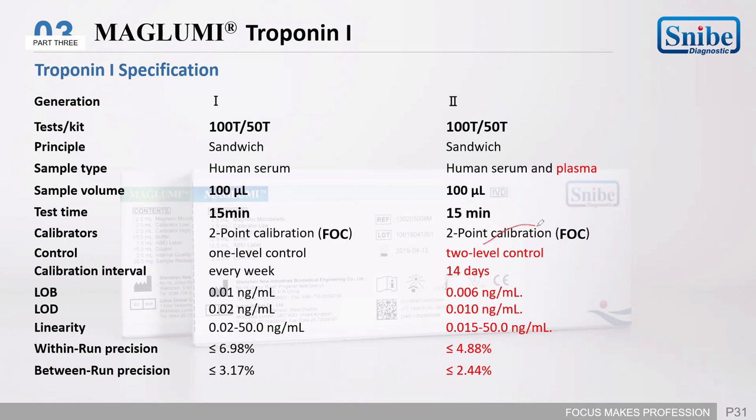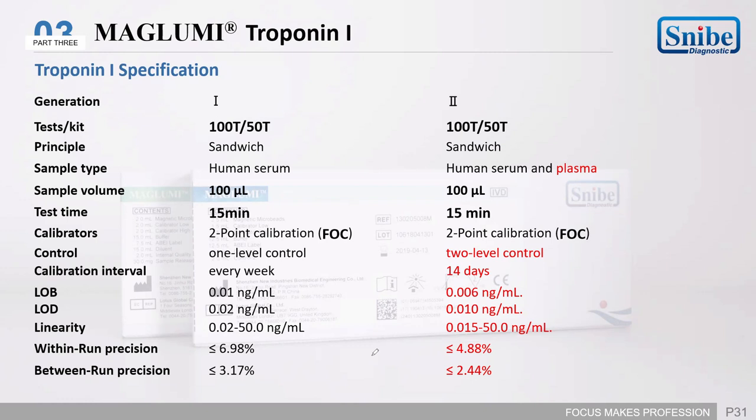We have a 2-point calibration, which is free of cost with each reagent. In the second generation, we have 2 levels of QC, and the calibration stability is 2 weeks. On the basis of limit of blank and limit of detection, which are improved in the second generation, we have a linearity of 0.015 to 15 nanogram per ml.